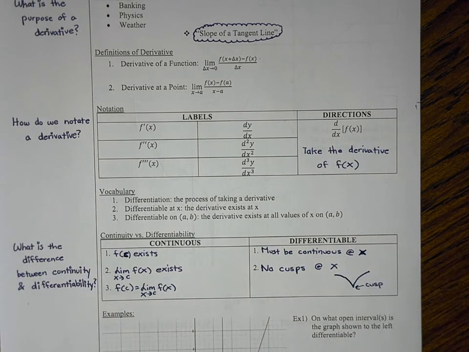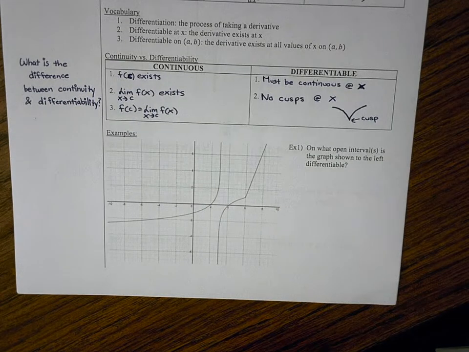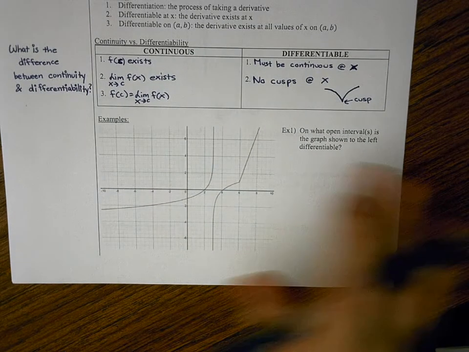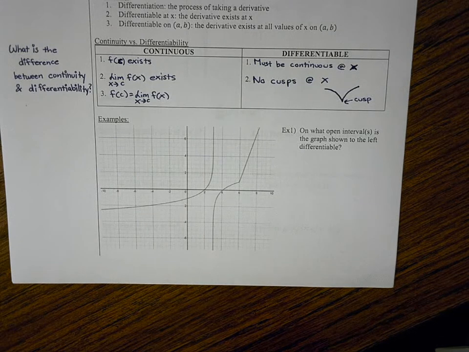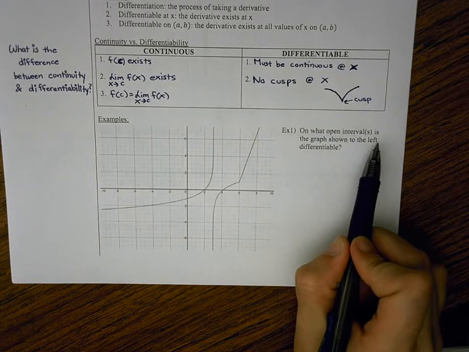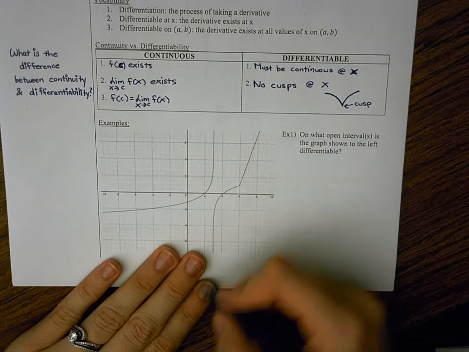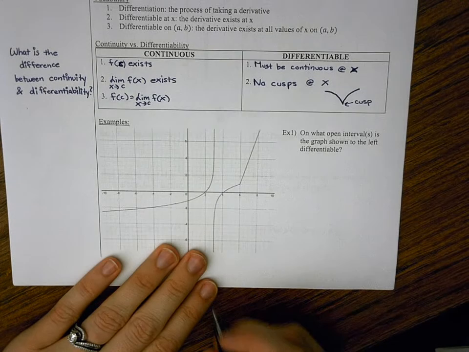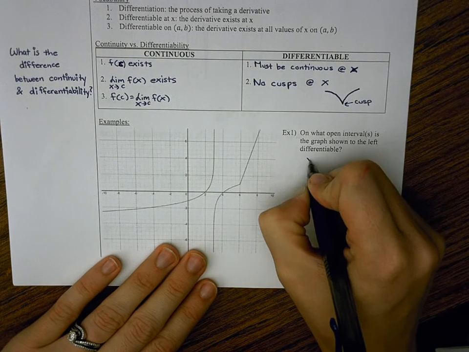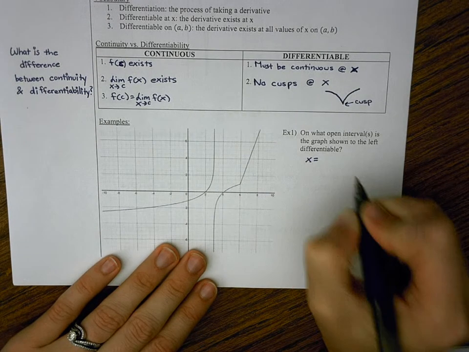Okay? And so we have some examples to explore this before we get into some differentiation rules. I would encourage you to walk through one with me, then pause the video, try the next one, restart it when you're ready with your answers, etc. So example 1, on what open intervals is the graph shown to the left differentiable? Let's start with identifying where am I not differentiable? At what x values is my function not differentiable?